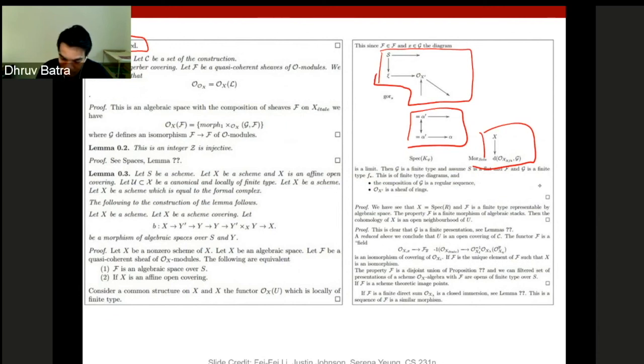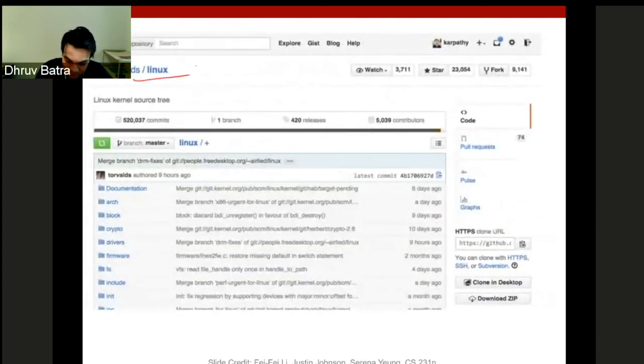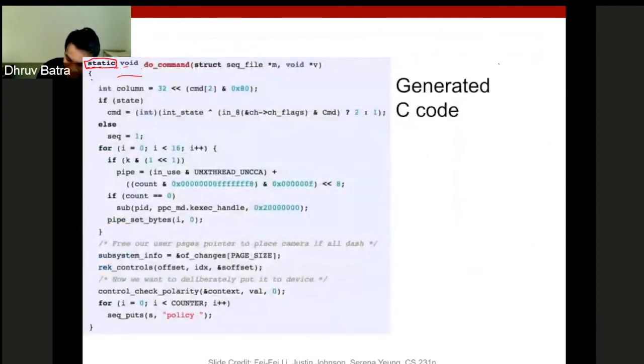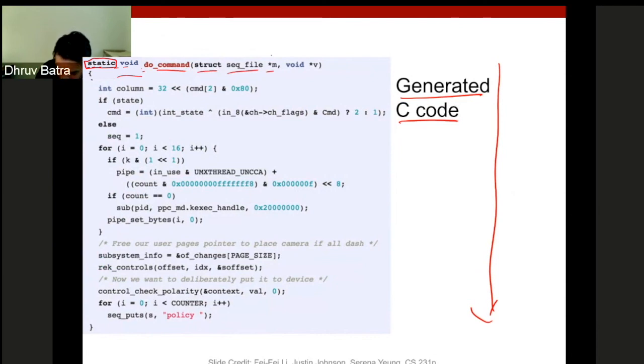And then they took all of the Linux source code on GitHub, just fed an entire C function. And notice this is generated C code now. Again, this is character level modeling, right? So you first have to learn that there is static, a word with a space. So static void do command. There's a function that this model generates which takes in a struct, which is a sequence file, which is a pointer. The sequence file has to be defined somewhere else anyway. A void pointer. The model decides to have a column, which is, it defines variables.